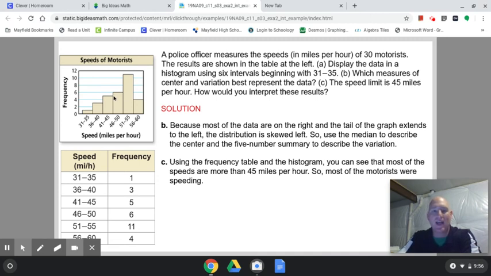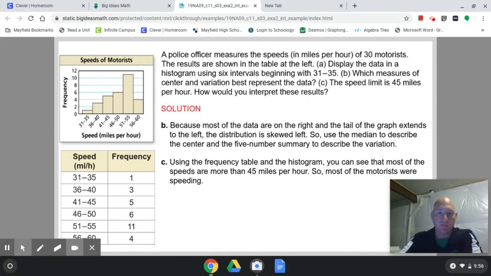If most of the data is on the right, okay, that means most of the people driving by drove 50 to 60 miles an hour. Okay, that's something that we know now. But now let's go back and answer their questions. The data is skewed to the left. So if it's skewed, we choose median. And if we choose median, we choose the 5-number summary.